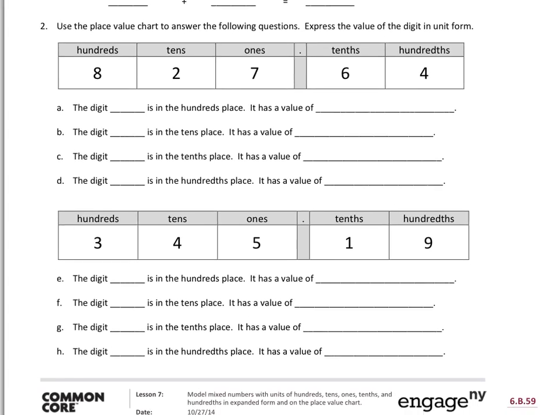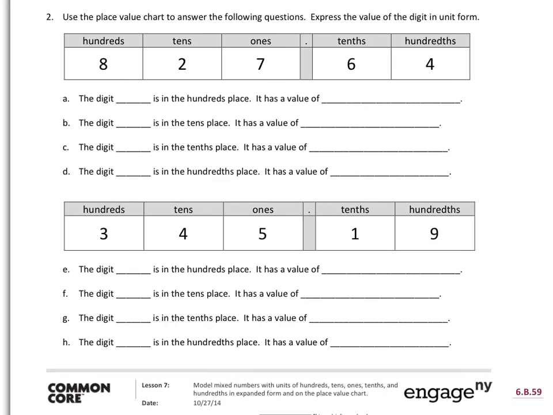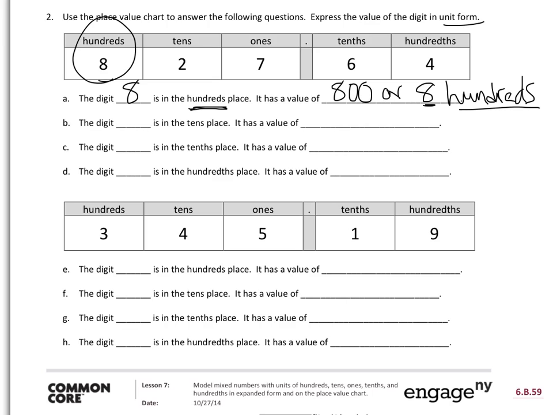For problem 2, using the place value chart and then expressing the value of the digit. So what students would do here, and it says in unit form, so I'm going to show you both how they would do it in numeric form and unit form. Here they're looking for the digit in the hundreds, so they'd come here and they'd see in the hundreds they have the digit of 8. Its value is 800, or in unit form 8 hundreds. So in unit form, they're putting the digit and the place value.